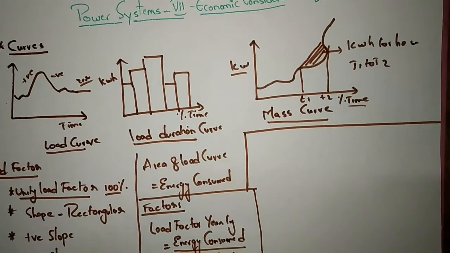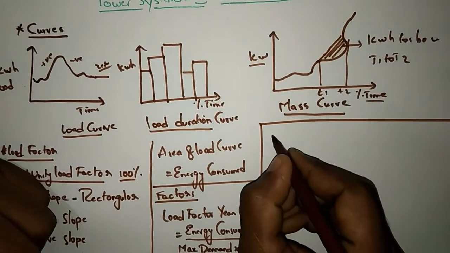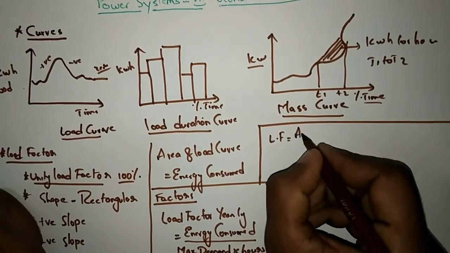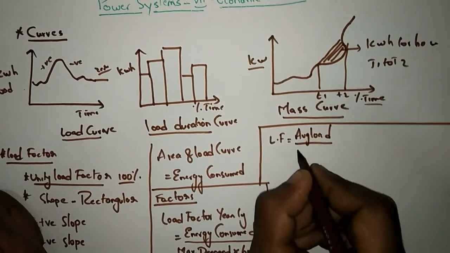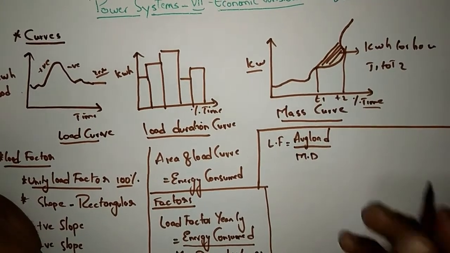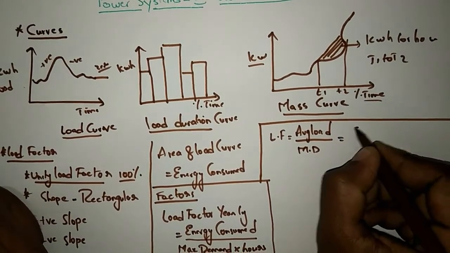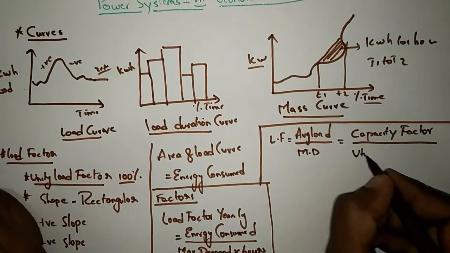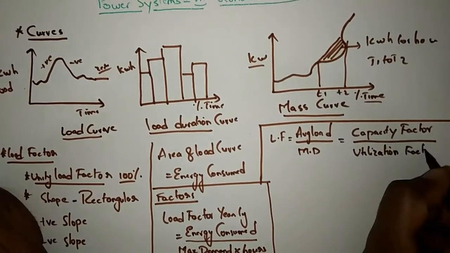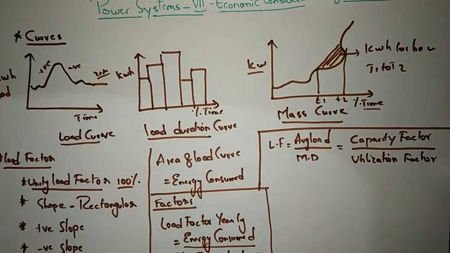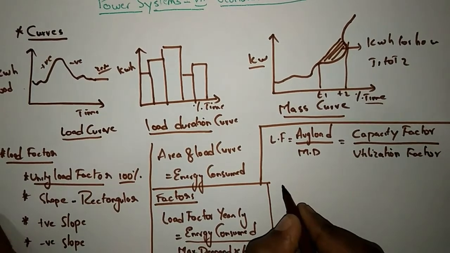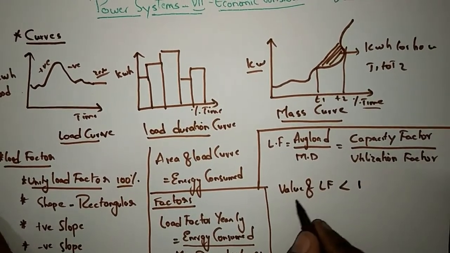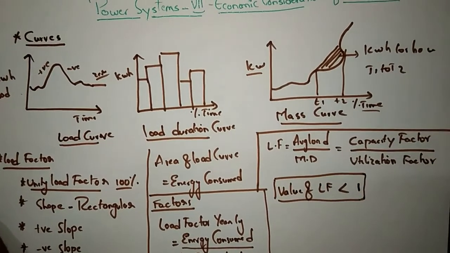Load factor, as mentioned, is very important. It has a few more formulas for problem solving. Load factor is average load by maximum demand. One more: load factor is the ratio of capacity factor by utilization factor, right? The value of load factor is always less than 1. Please do note it down. This is also a very important thing.